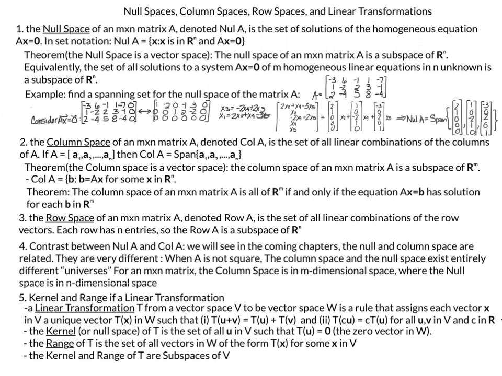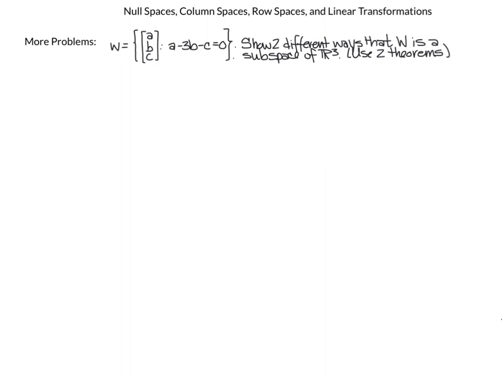The first problem defines W as a triplet in R3, (a, b, c), such that a minus 3b minus c equals 0. Show 2 different ways that W is a subspace of R3. So in other words, 2 proofs using 2 different theorems to show that W is a subspace of R3.